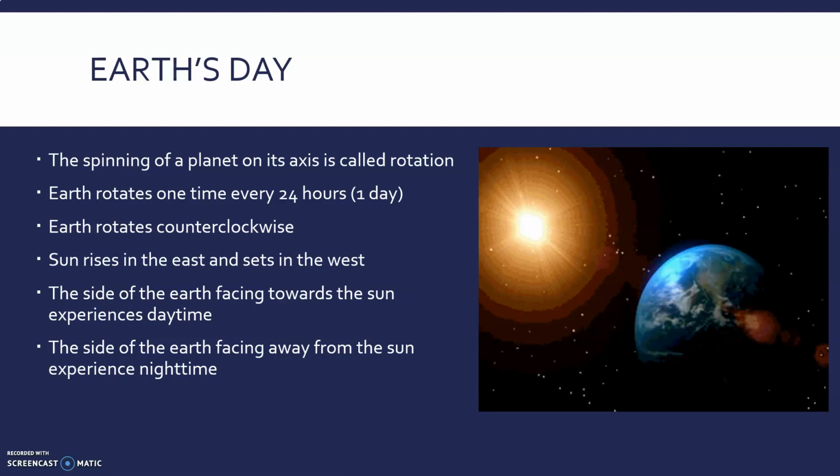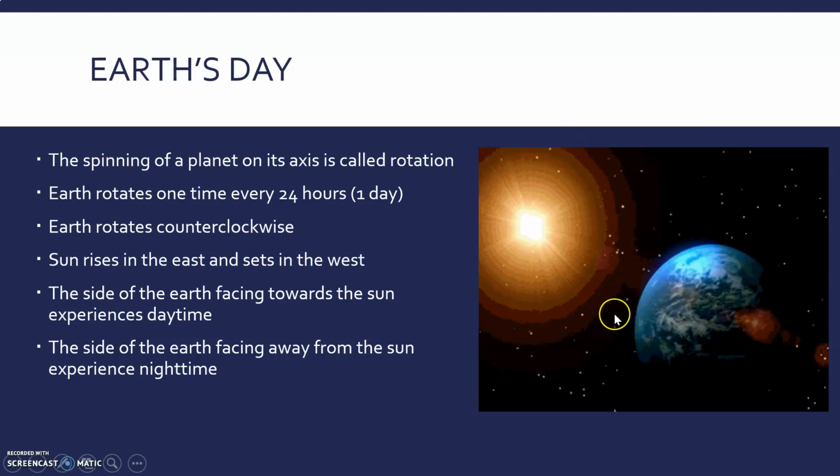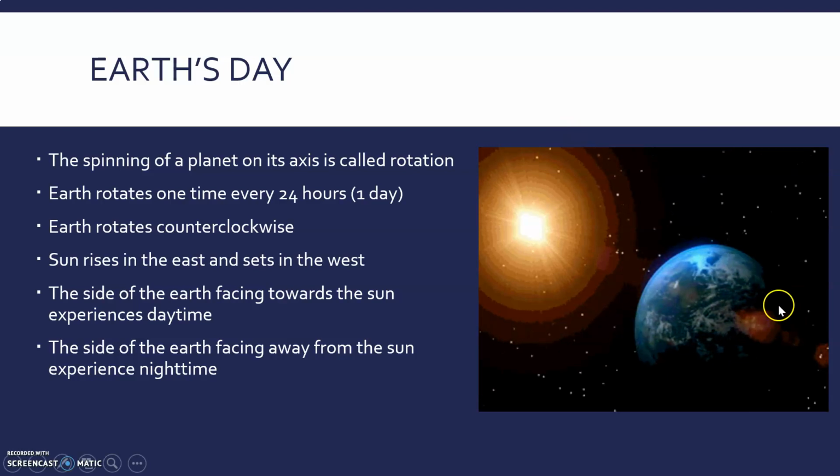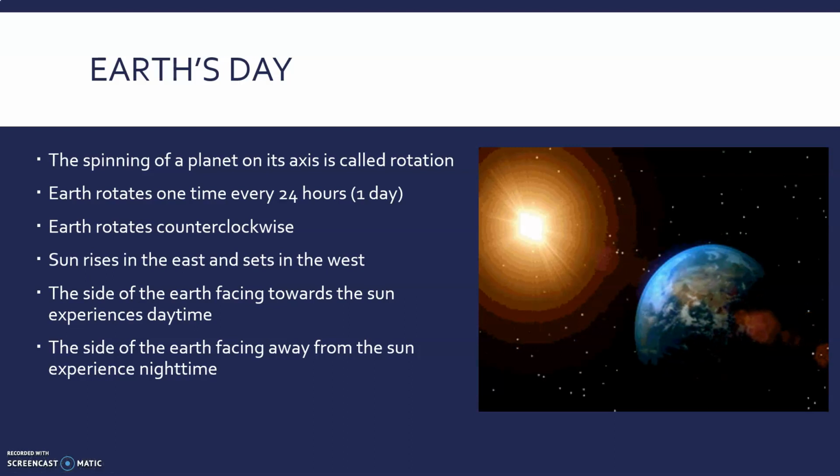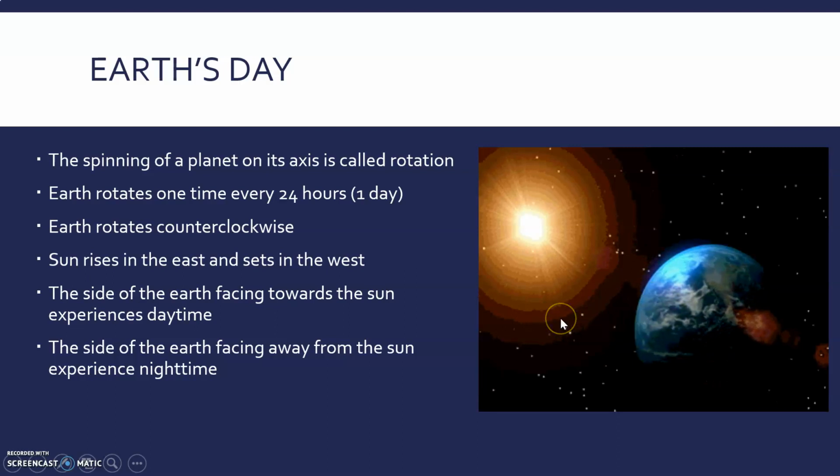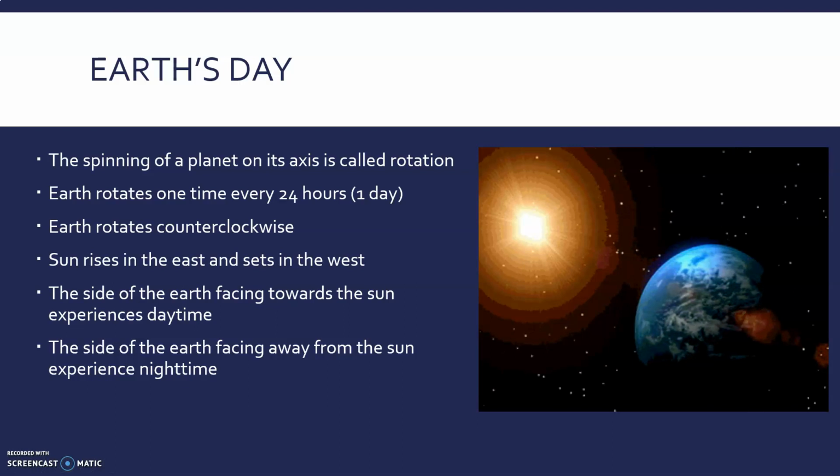Now, if you notice, it rotates in a counterclockwise motion, meaning it spins from left to right. That's also why the sun rises in the east. In the morning, it gets sunlight in the east before it gets sunlight in the west, and why it sets in the west. So if you're over here, you're going to see the sun sooner than you are here. That's why cities like New York are ahead in time of cities like Los Angeles on the west coast.